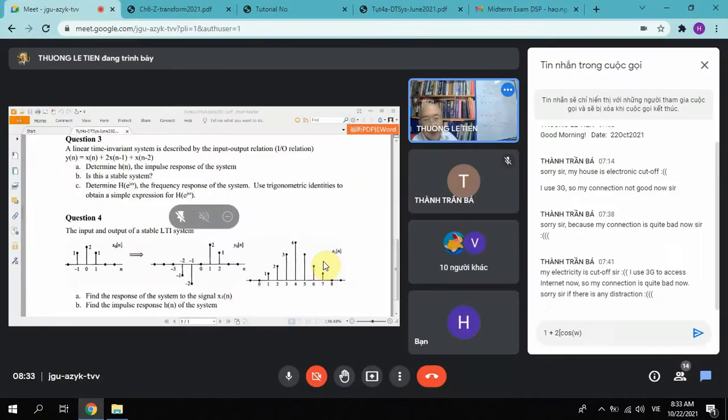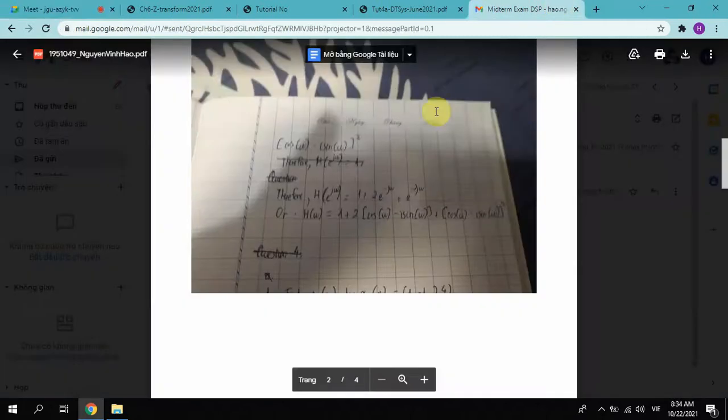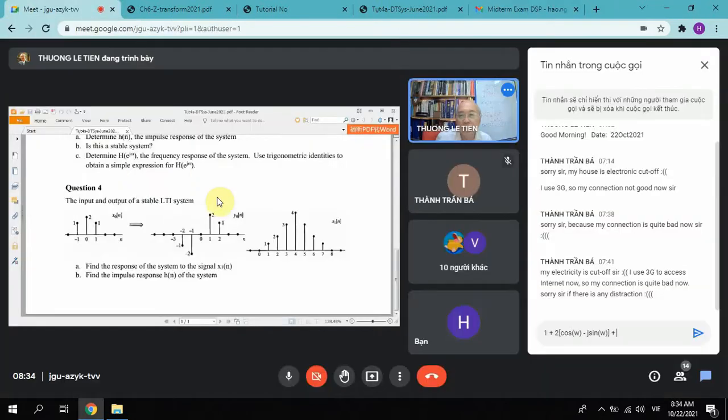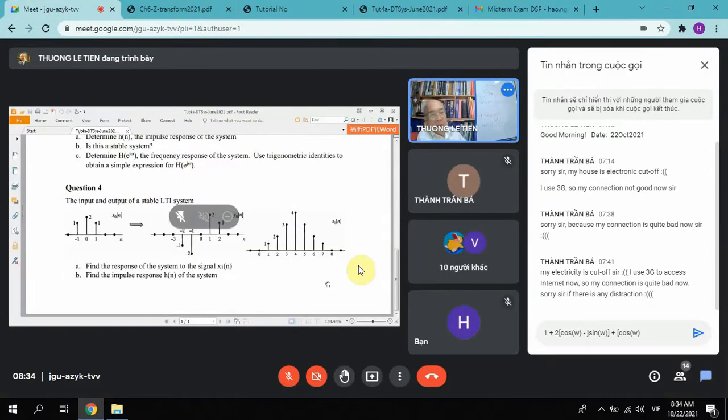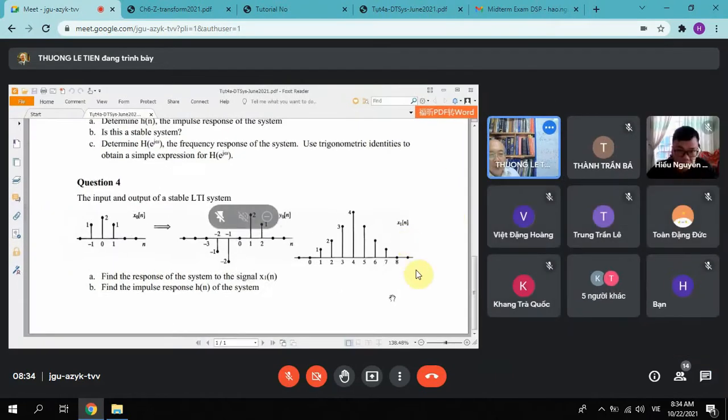Okay. So that one is question 3. How about question 4? Now, many of you would not provide the appropriate solution for question 4. Okay, now try to look at this one. Question 4. The given is x0. Then we get the y0. And now, what is the response of the system to the signal x1[n]?